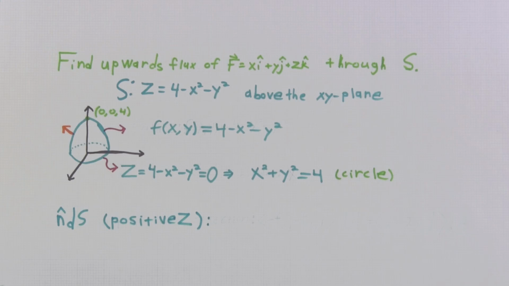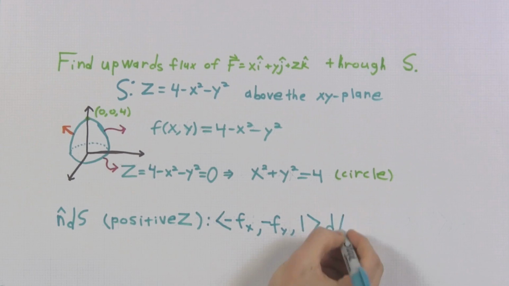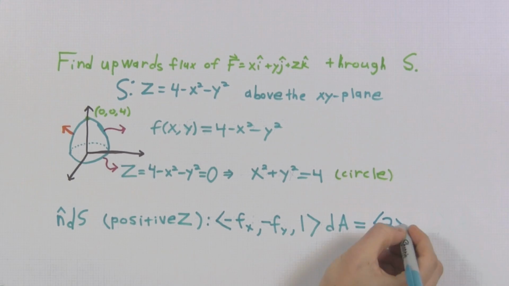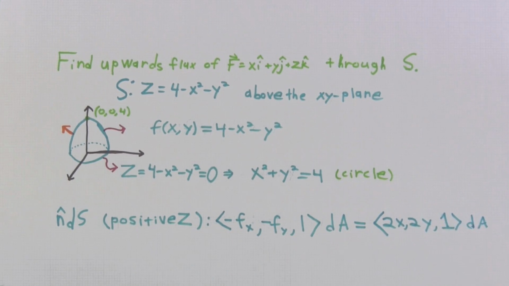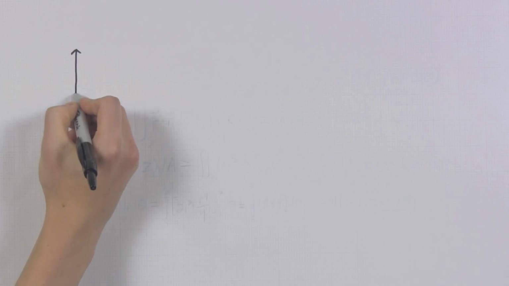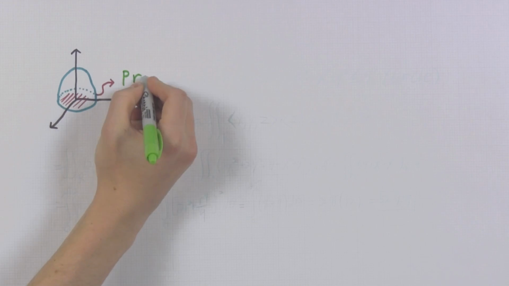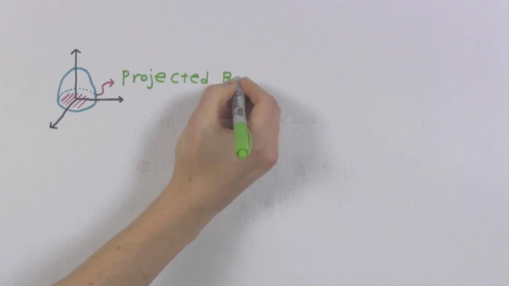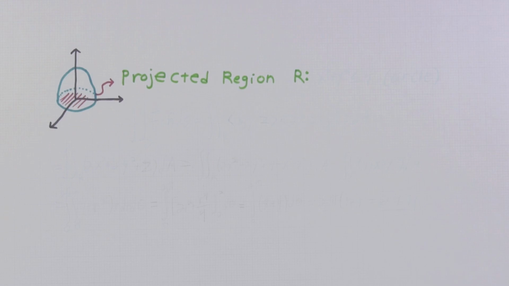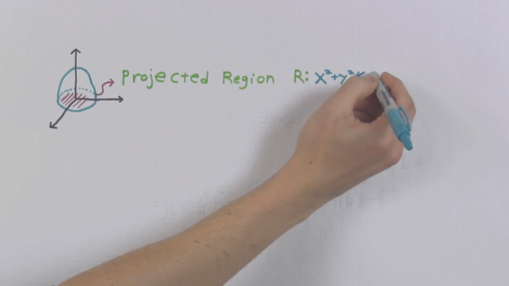So if we calculate our n hat dS in the next step, we know that we have negative f_x, negative f_y, 1 times dA. If we plug in our function of our surface for f, then we can solve to be 2x, 2y, 1 times dA. Now we need to look at the region that our surface makes when it's projected into the xy plane. If we draw our diagram again, the projected region is going to be this purple area at the bottom. We already found the boundary was a circle, so our projected region R is going to be x squared plus y squared is less than or equal to 4.